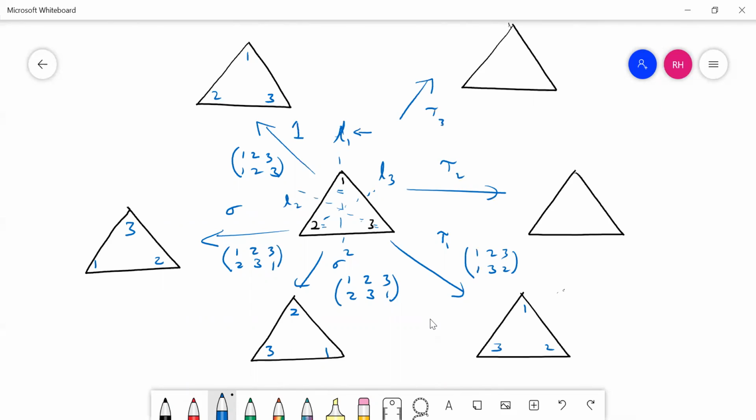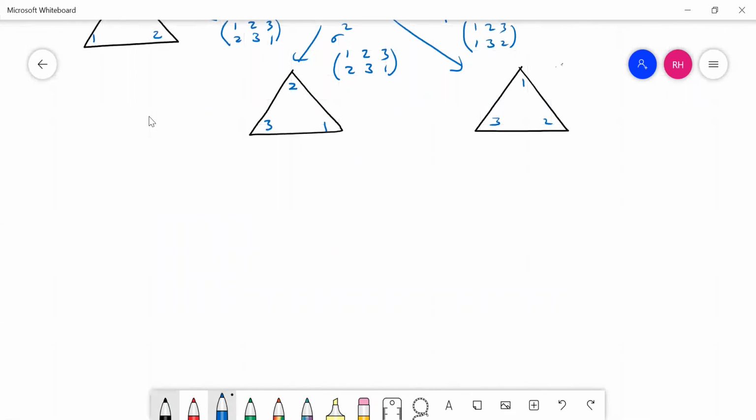And of course, we can reflect in line 2 and 3. So let's just quickly do that. If we now go to L2, we're going to reflect there. Well, 3 will stay the same and 1 and 2 will swap. So 2, 1, 3. And then tau 3, we're going to reflect in this line here, L3. And so 2 will stay the same, 1 becomes 3, 3 becomes 1. So 2, 3, 1.